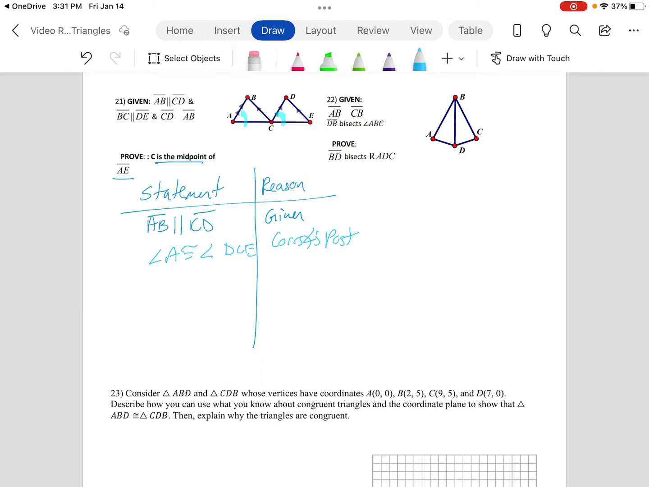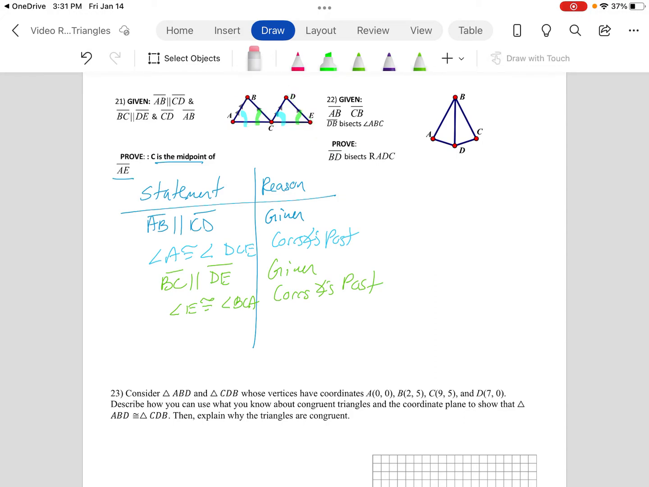Okay, I go to my next given, which is that BC is also parallel to DE. That's given. So BC is parallel to DE, so I look at this transversal, and I also see I have another pair of corresponding angles. I have angle E that must be congruent to angle BCA. That's also corresponding angles postulate.